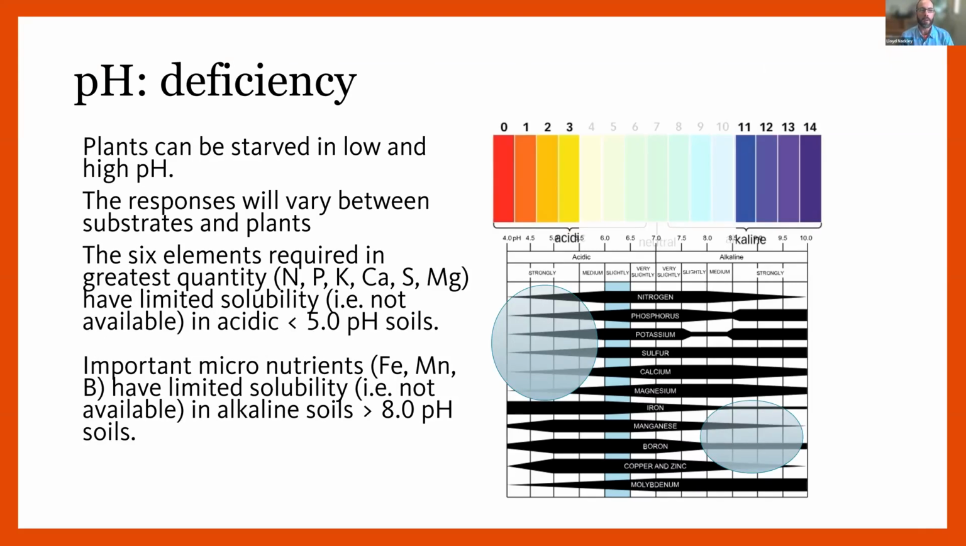Deficiencies are when there's not enough. At first we were looking at the optimal range, and now we'll look at the suboptimal range. For the top six elements, these macronutrients, when pH gets low, when it gets acid, so that's why I've created that circle: nitrogen, phosphorus, potassium, sulfur, calcium, magnesium. These macronutrients at acidic conditions are not available.